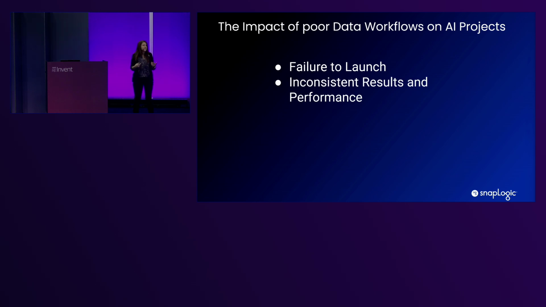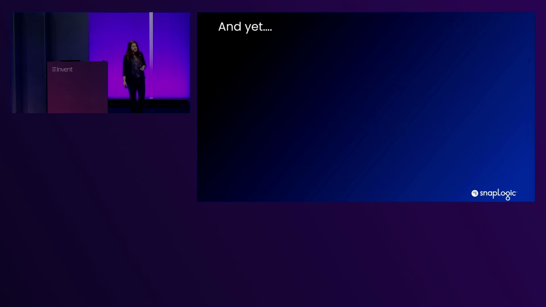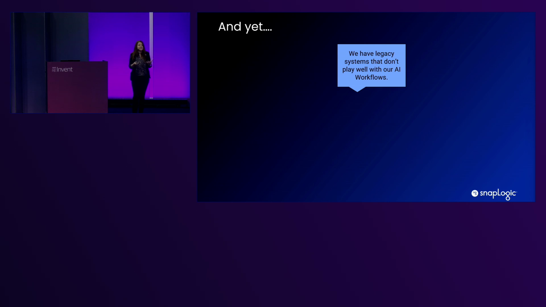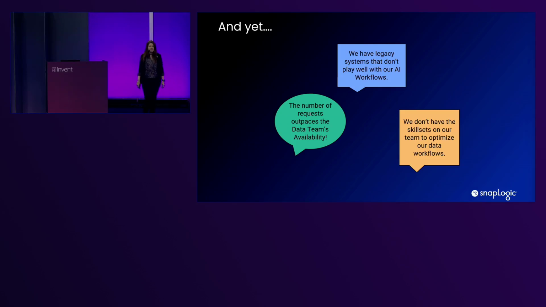Maybe we've got the right data, but we're getting inconsistent results. We get something working, but it's not reliable, or the performance starts to degrade. There's increased latency over time. And then there's scalability issues as our processes grow. And yet, companies are repeatedly still in a situation where they're saying, we just have legacy systems that don't work for this modernization. The number of requests that they have to improve their data workflows outpaces their data team's availability, or they don't have the right skill sets to even get there.